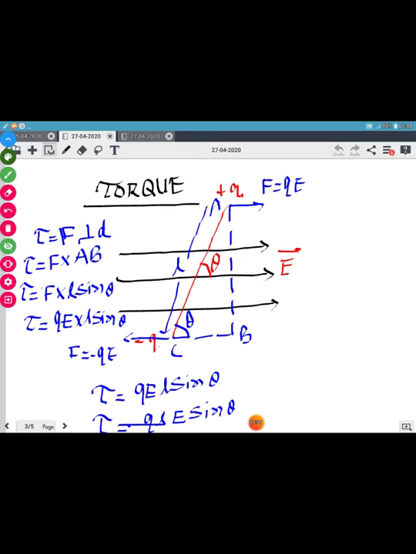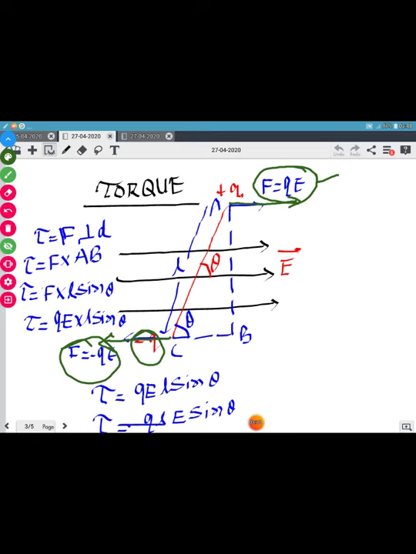If we place an electric dipole, as you can see from the red line, this is minus q and this is plus q, in this electric field making angle theta with the electric field, then what happens? A force starts acting on the upper charge, plus q, in this direction, given by F equals qE. The negative charge, minus q, also experiences a force in the opposite direction, given by F equals minus qE.